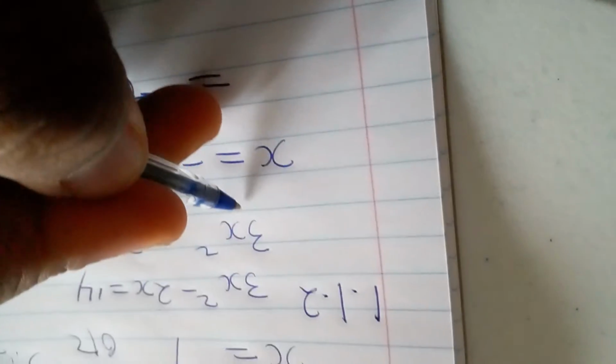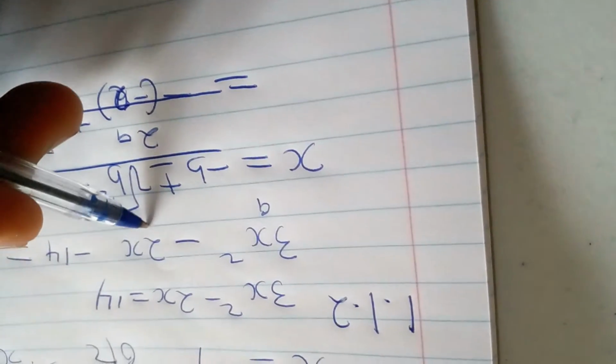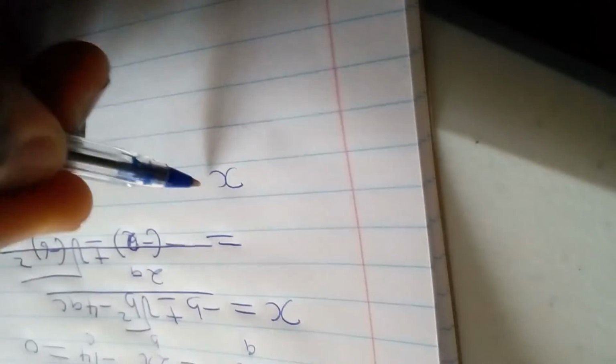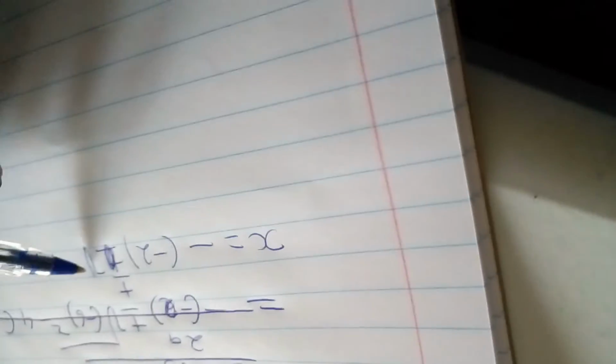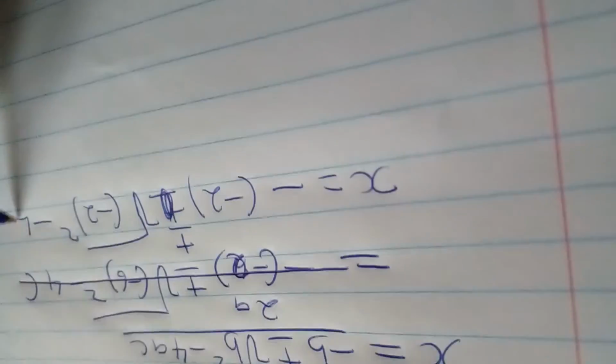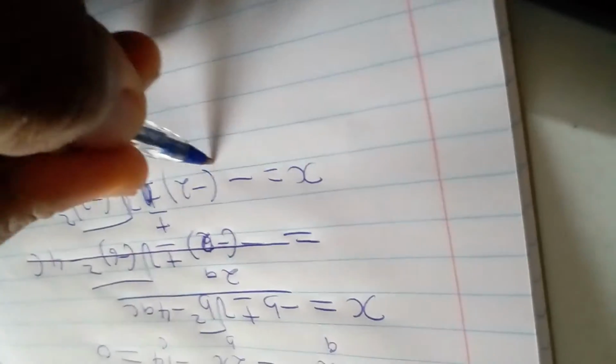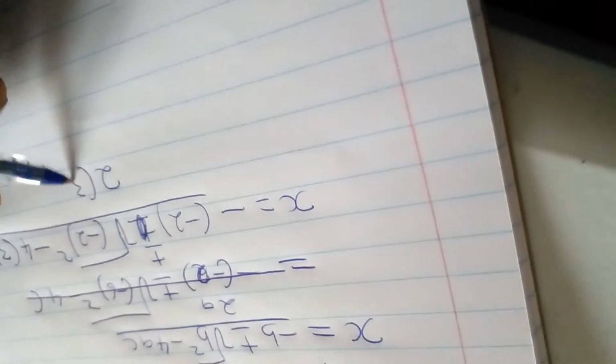We know that this is a, this is b, and this is c. Okay, let's insert those values. x equals negative b, which is negative 2, plus or minus the square root of b squared, negative 2 squared, minus 4. What is our a? This is 3. Then what is our c? It is negative 14, over 2 times 3.